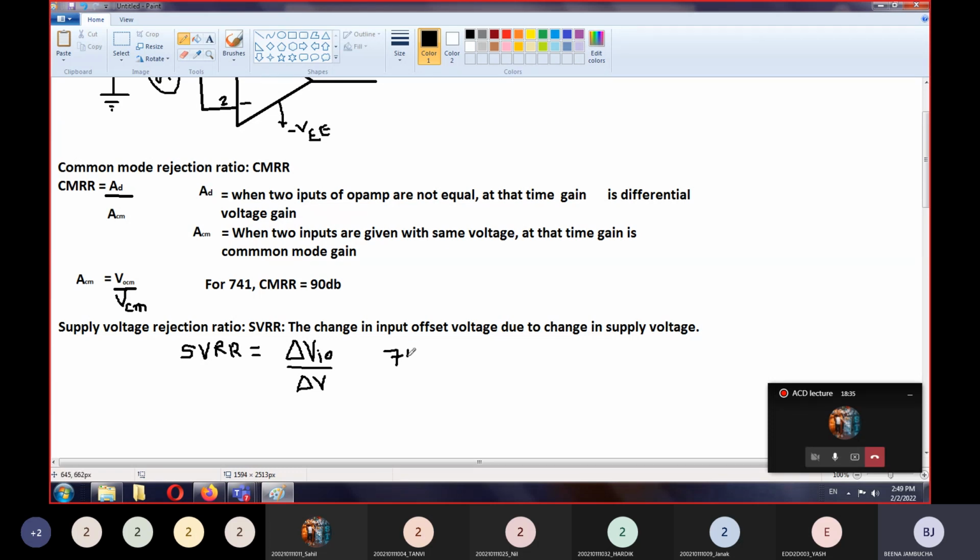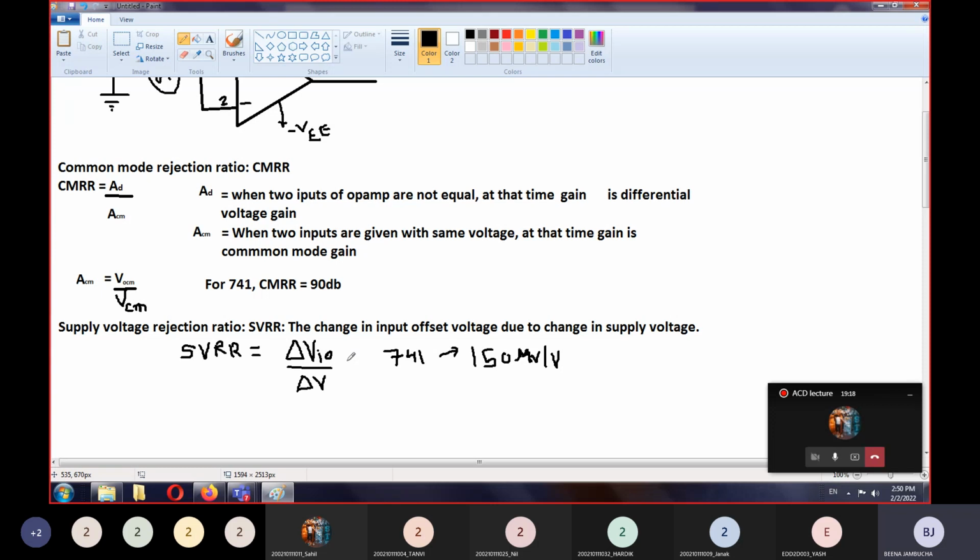And for 741 IC, this value is near about 150 microvolt per volt. What does it mean? When we change the supply voltage by 1 volt, the input offset voltage will change by 150 microvolt. So the unit will be microvolt per volt.